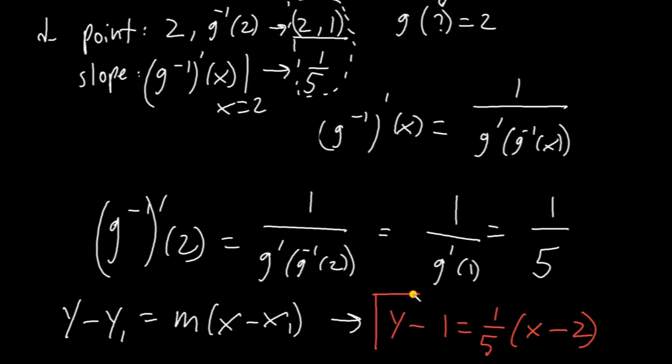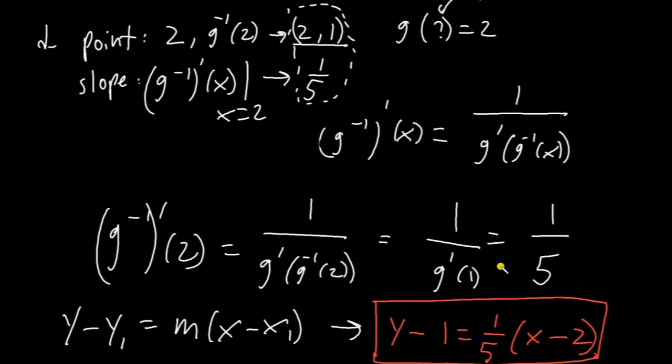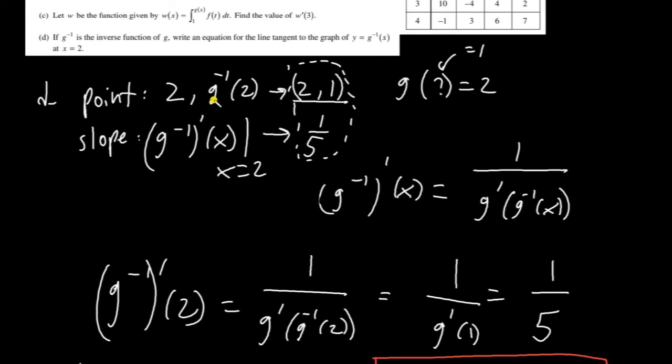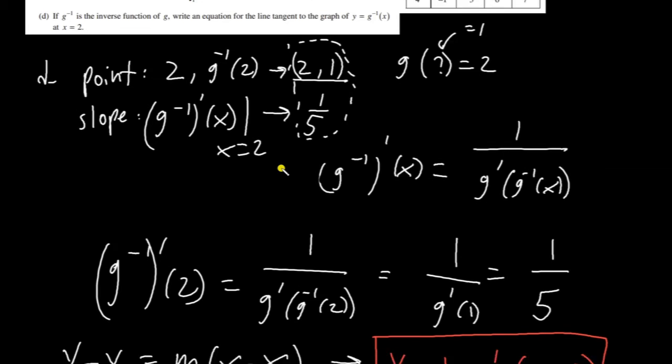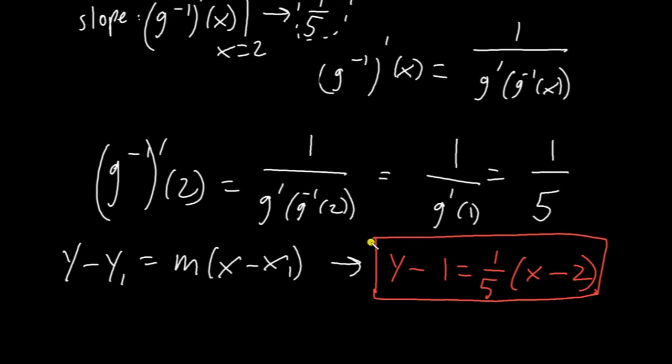Okay, there is our answer for part D. And then in terms of points, this was a 3-point question. 1 point for correctly figuring out that g inverse of 2 is equal to 1. Another point for successfully taking the derivative to find the slope. And the third point for putting everything together to get the equation of the tangent line. That was the end of question 3.